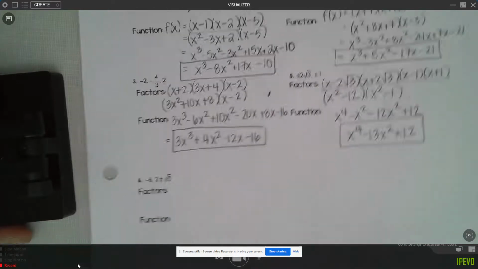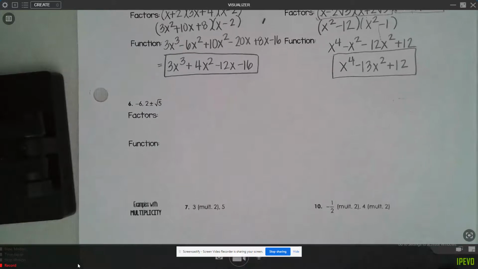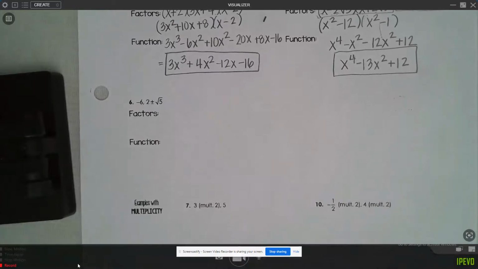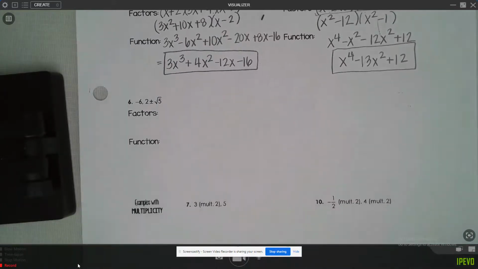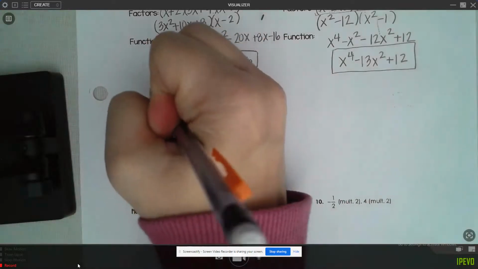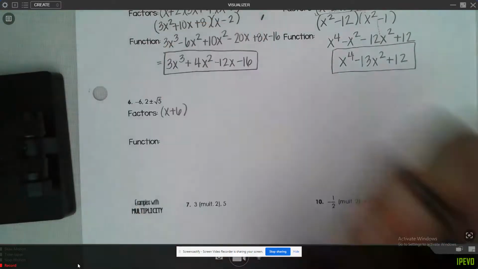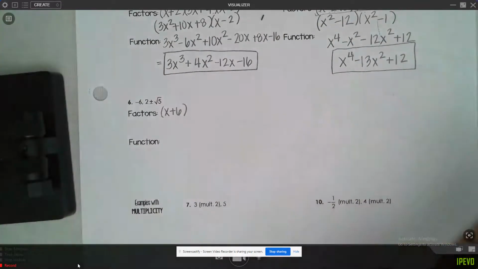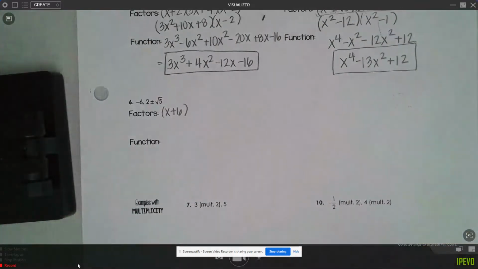6. What's my first factor? Agree or disagree? Agree. So x plus 6. Okay, now, this next one, I'm going to write it on another piece of paper.